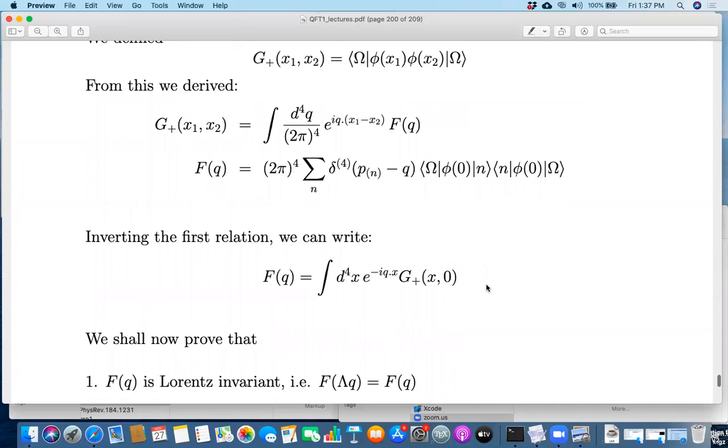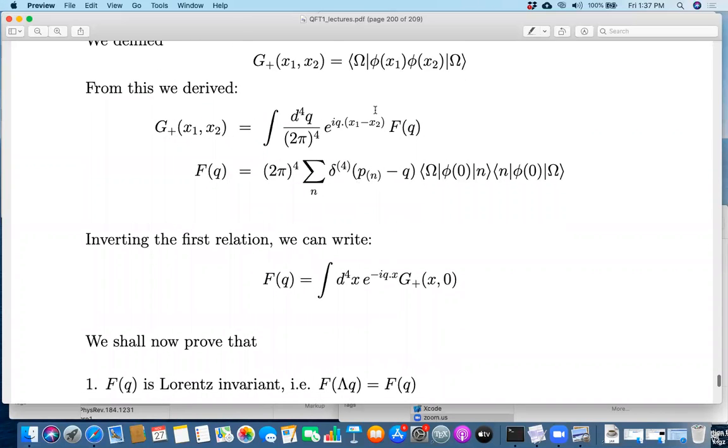And then we also said that by inverting this first relation, you see that it depends only on the difference x1 minus x2. So if we set, for example, x2 equal to 0, and do the inverse Fourier transform, we can write f of q in terms of G plus in this way. But of course, our strategy will be to first calculate f of q using this, and then from there find the expression for G plus.